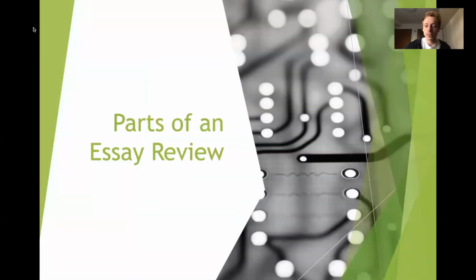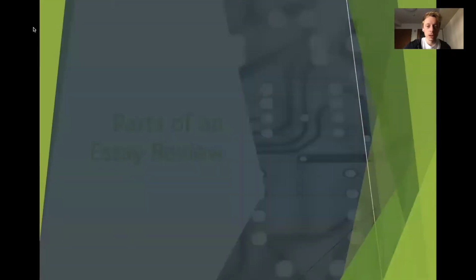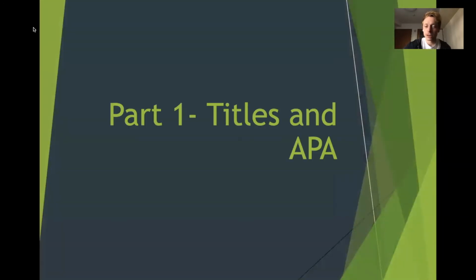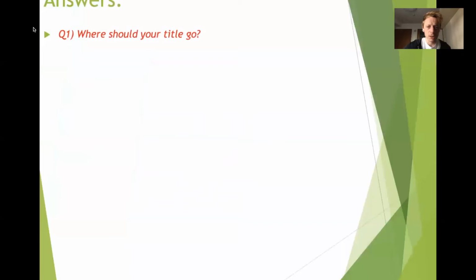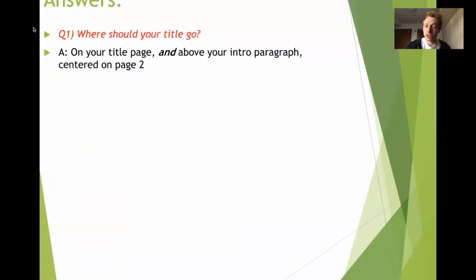There's parts of an essay. And we'll start with titles and APA. Can you remember where your title goes? Well, it's supposed to be on your title page and above your intro paragraph, centered on the second page. Okay, so don't forget, your title will appear on your title page and it will also appear to start your essay right before you begin your intro paragraph.